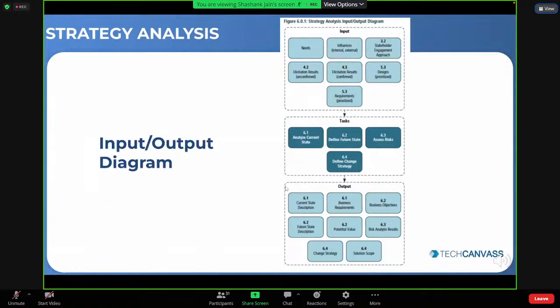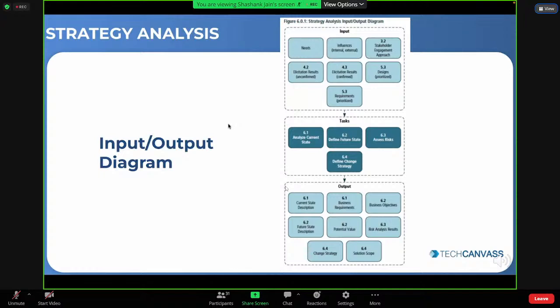There are other tasks as well in this knowledge area, which are define future state, assess risks, and define change strategy. These are the key things that happen when a business analyst is working on strategy analysis. They have to analyze the current state as of the date, and elicit information from the key stakeholders about what the future state should be. Think of the current state and future state as point A and point B. Point A is where you are standing right now, and point B is the goals and objectives that the organization wants to achieve.